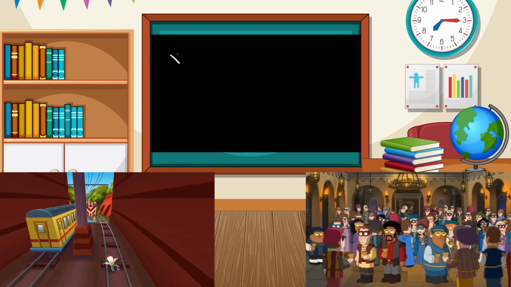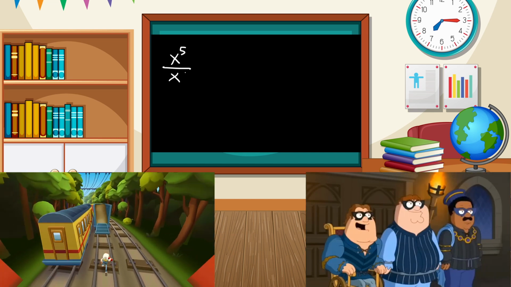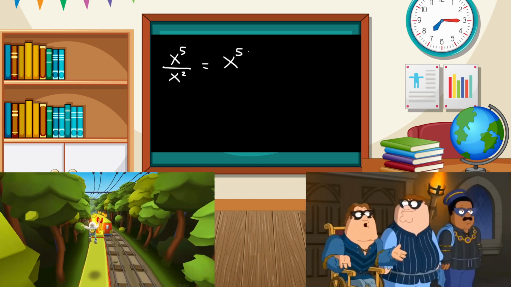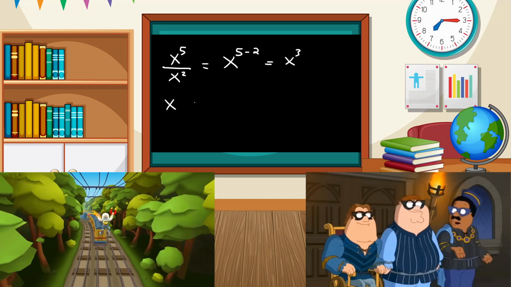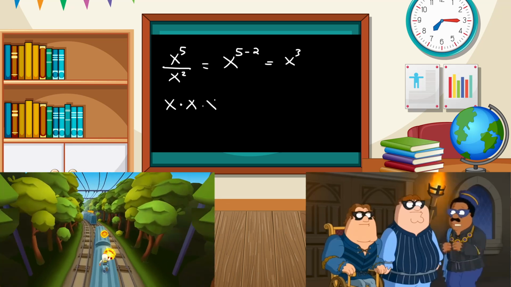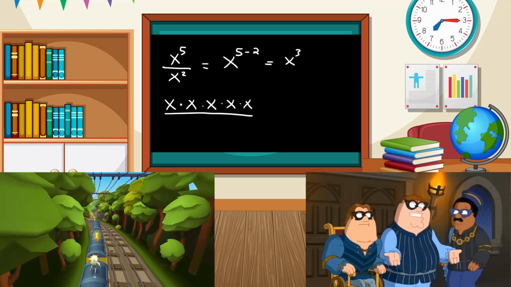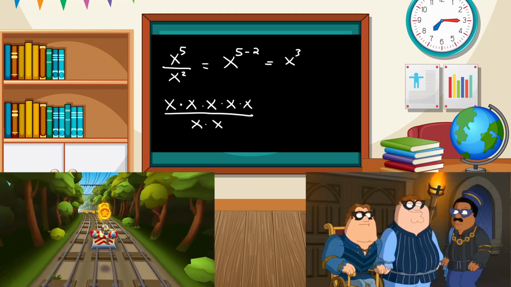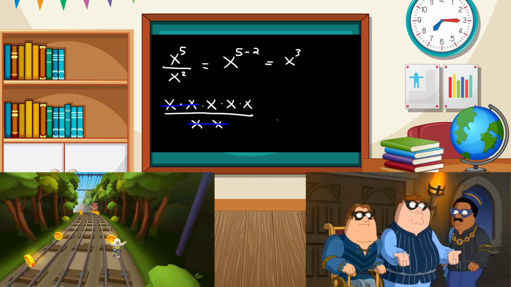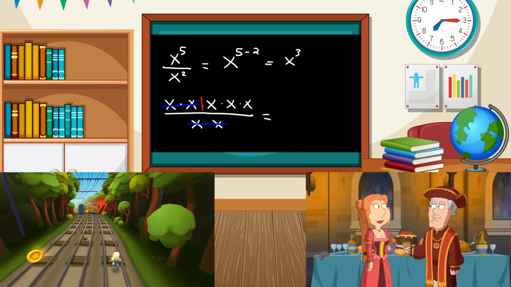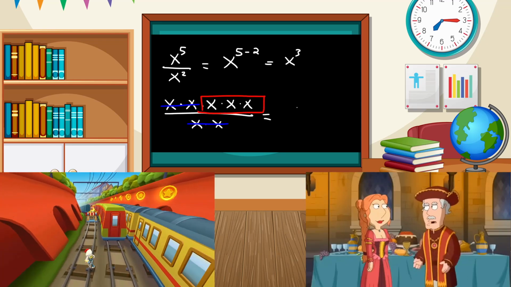Now let's try another example. X raised to the 5th power divided by x squared. So this is going to be x raised to the 5 minus 2, which is x cubed. To visualize it, imagine if we expand x to the 5th power. We know that it's the multiplication of 5 x variables. X squared is simply x times x. Now we can cancel 2 of the x variables on top and on the bottom of the fraction. And so we're left with 3 x variables at the end, which is equal to x cubed.